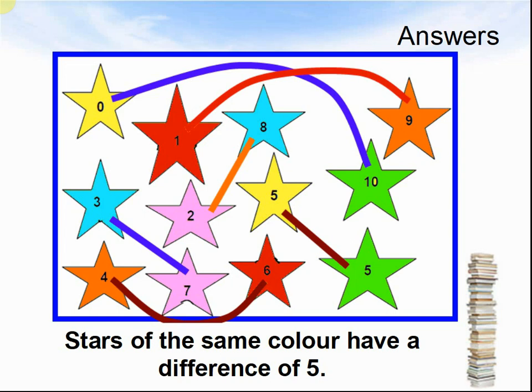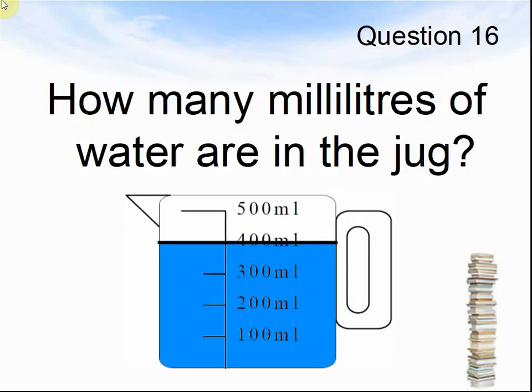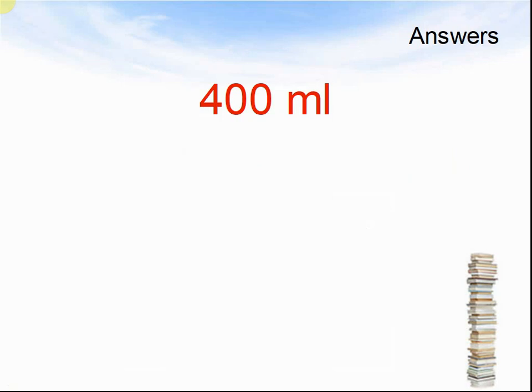Stars of the same colour have a difference of 5. Let's look at the next question. Question 16. How many milliliters of water are in the jug? Pause the video and write down your answer. Here comes the answer. The answer is 400 milliliters.